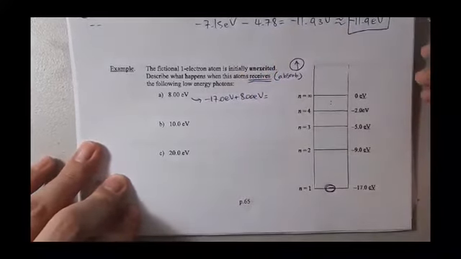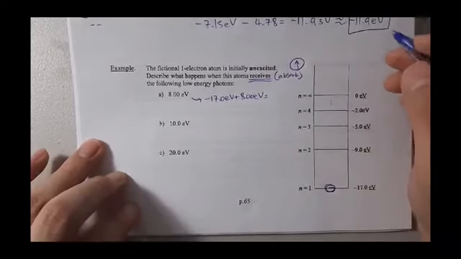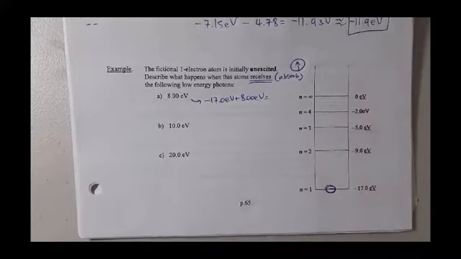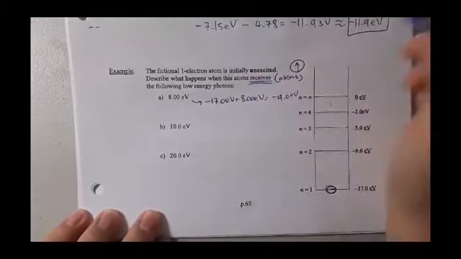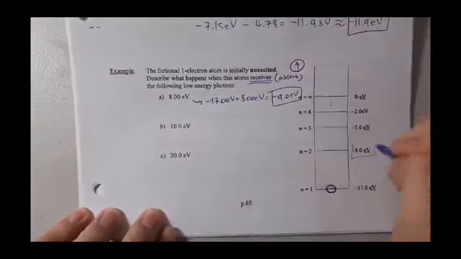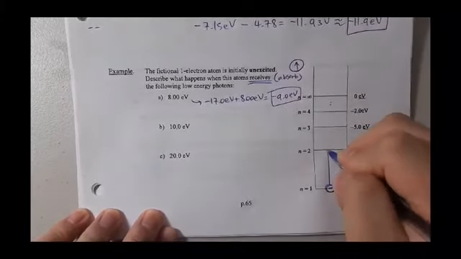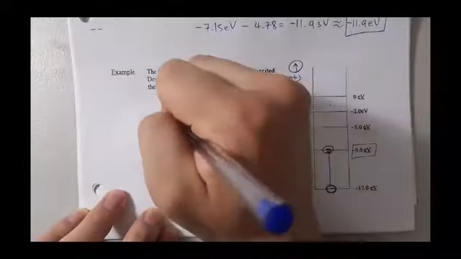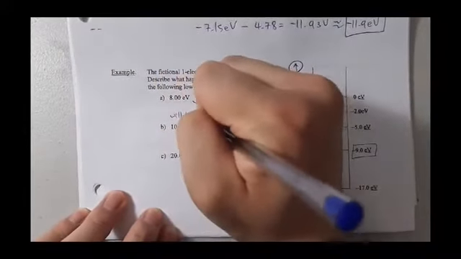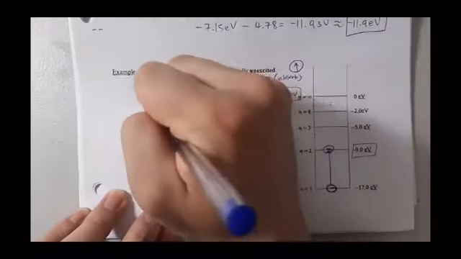If I add them up, then you're going to be located at negative 9. Can you see that I have negative 9.0 for the second level? It's the exact same value. So you can say it will be located at n equals 2.